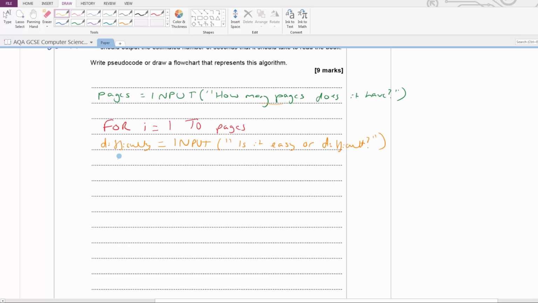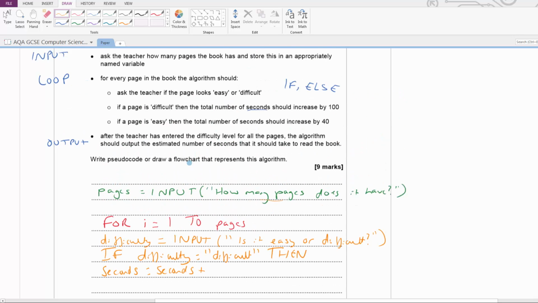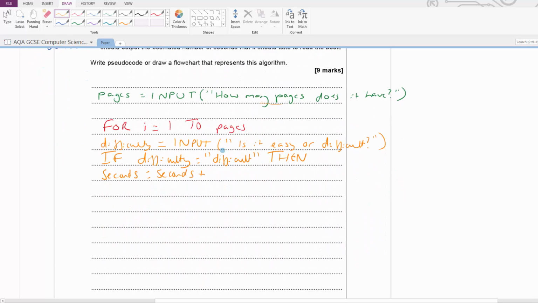I'm now going to do an if statement. I'm going to keep it in this orange colour just to show the main body of this for loop. So let's do if difficulty, this input we've just had, equals difficult, and I'm using double quotes for a string, then seconds equals seconds plus, so what is it when it's difficult? It is 100. So seconds equals seconds plus 100.